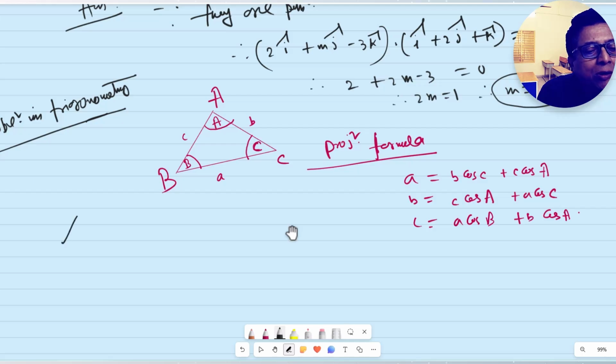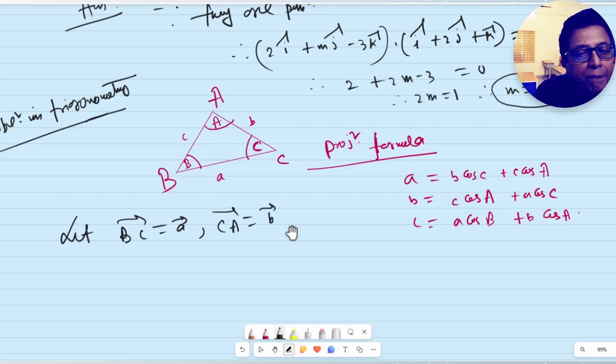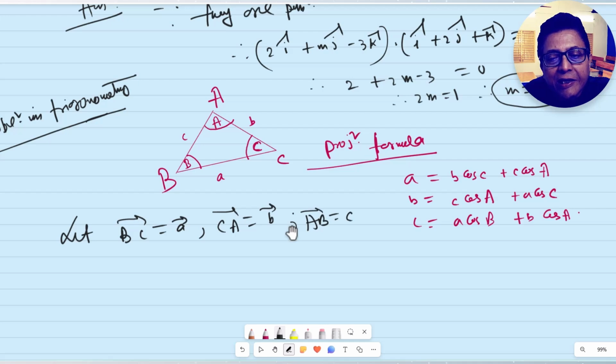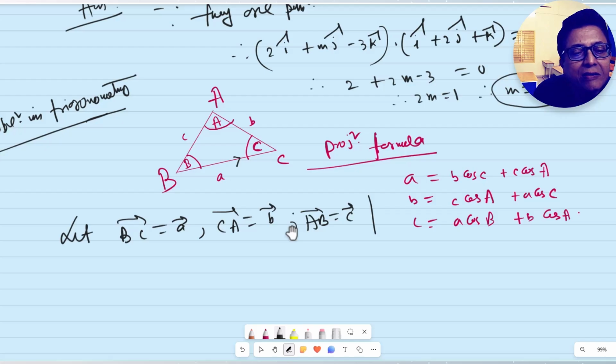So we write: let BC equal A vector, CA equal B vector, and AB equal C vector. This we can write because the A vector is along the vector BC only, and its length is A only, so BC must be A, CA must be B, and AB is C.